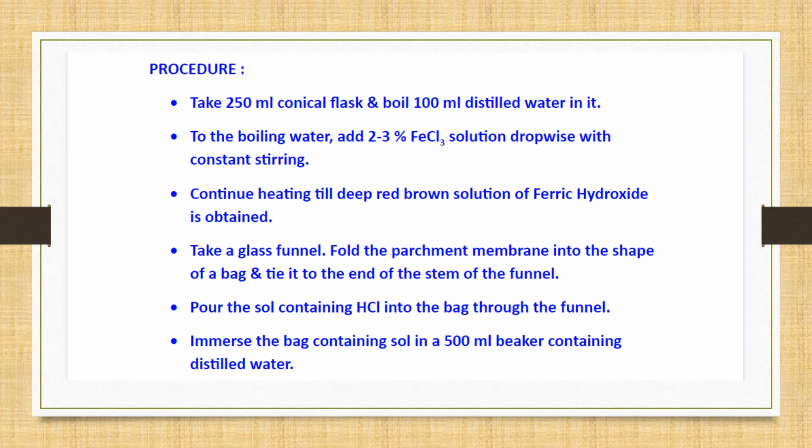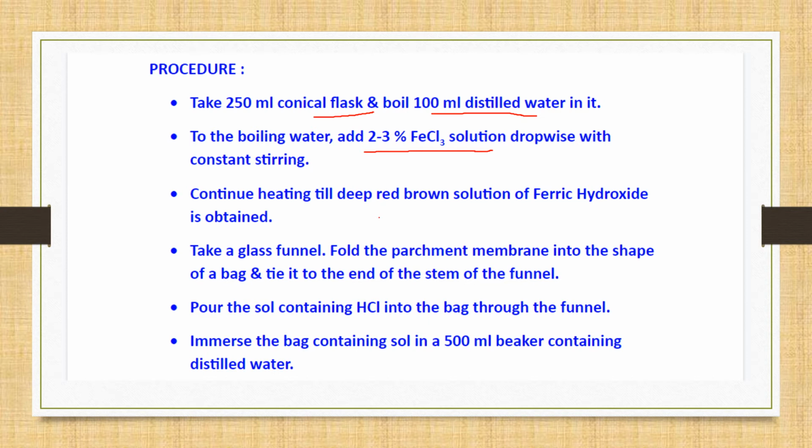The procedure is, in a 250 ml conical flask, 100 ml distilled water is to be boiled first, and then 2-3% aqueous ferric chloride solution is to be added to it dropwise with continuous stirring. We'll continue heating it till we get a deep reddish brown solution of Fe(OH)3. Then the sol is ready.